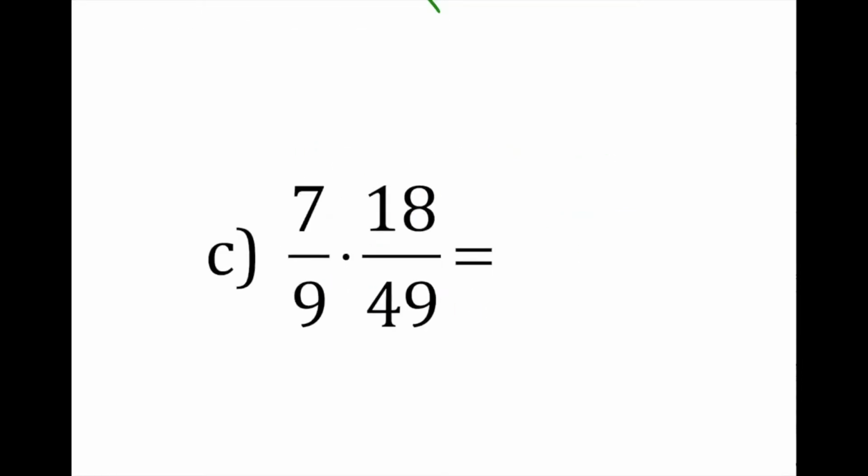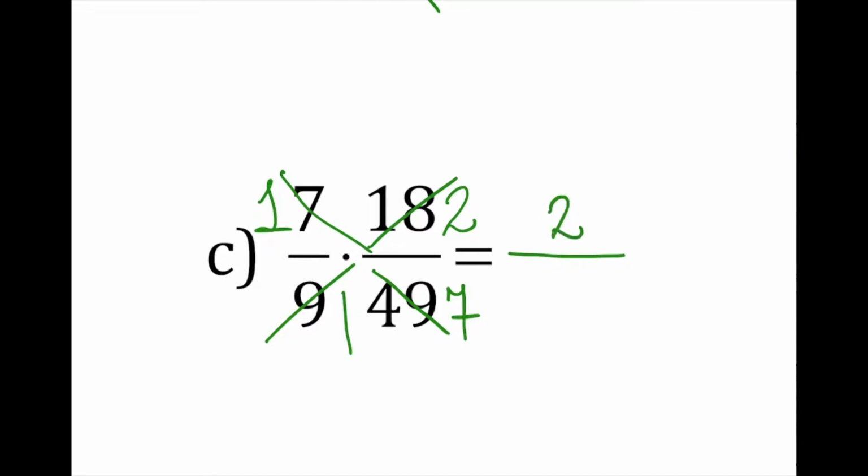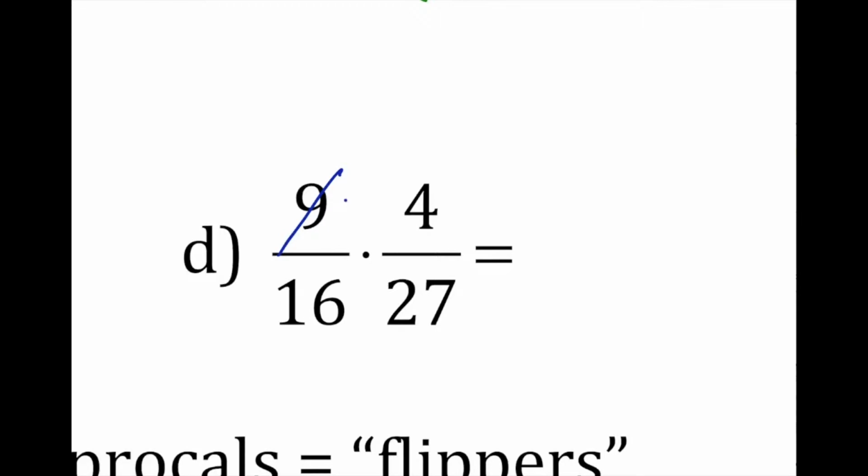9 and 18. Divide by 9. That gives 2. And this one is simplified by 7, and that will give us 7. And altogether we have 2/7.